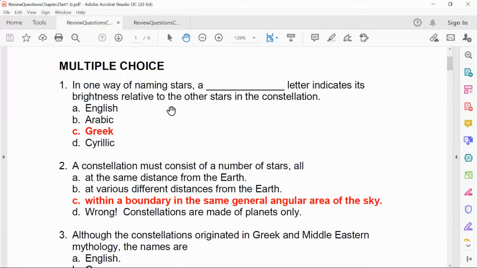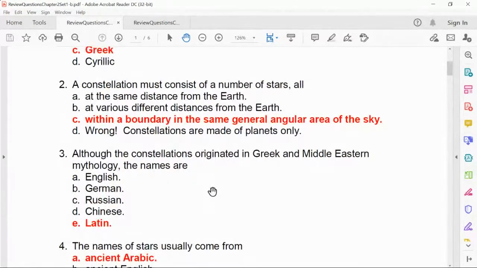In one way of naming stars, a Greek letter indicates the brightness relative to the other stars in the constellation. I told you when we use alpha, beta, gamma, this is within the same constellation. That doesn't mean you can take two different constellations and say alpha here and alpha here are equal. No, alpha in one constellation means it's the brightest star there. Two, a constellation must consist of a number of stars all within a boundary in the same general area of the sky. And I told you that these stars are not close to each other, but their projections happen to be in the same area of the sky.